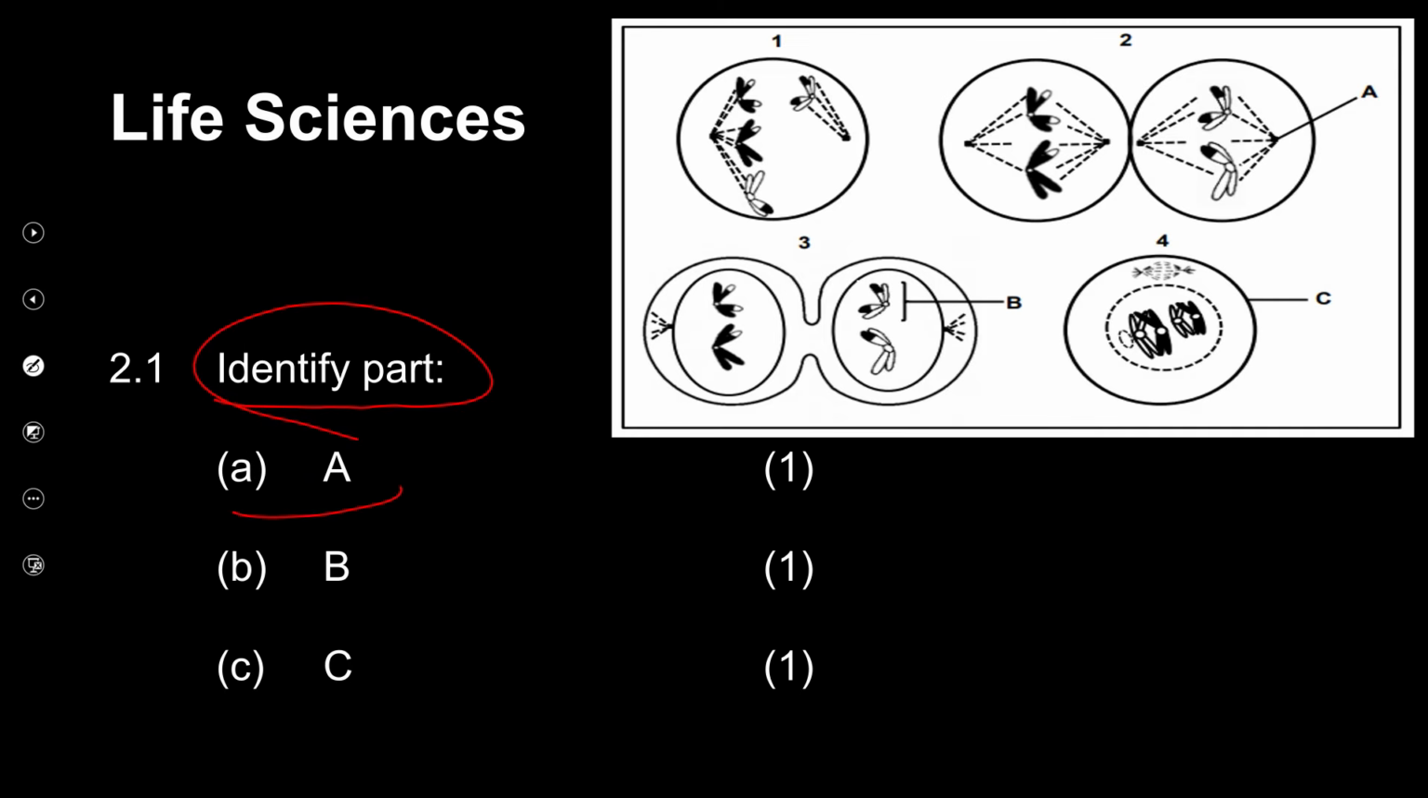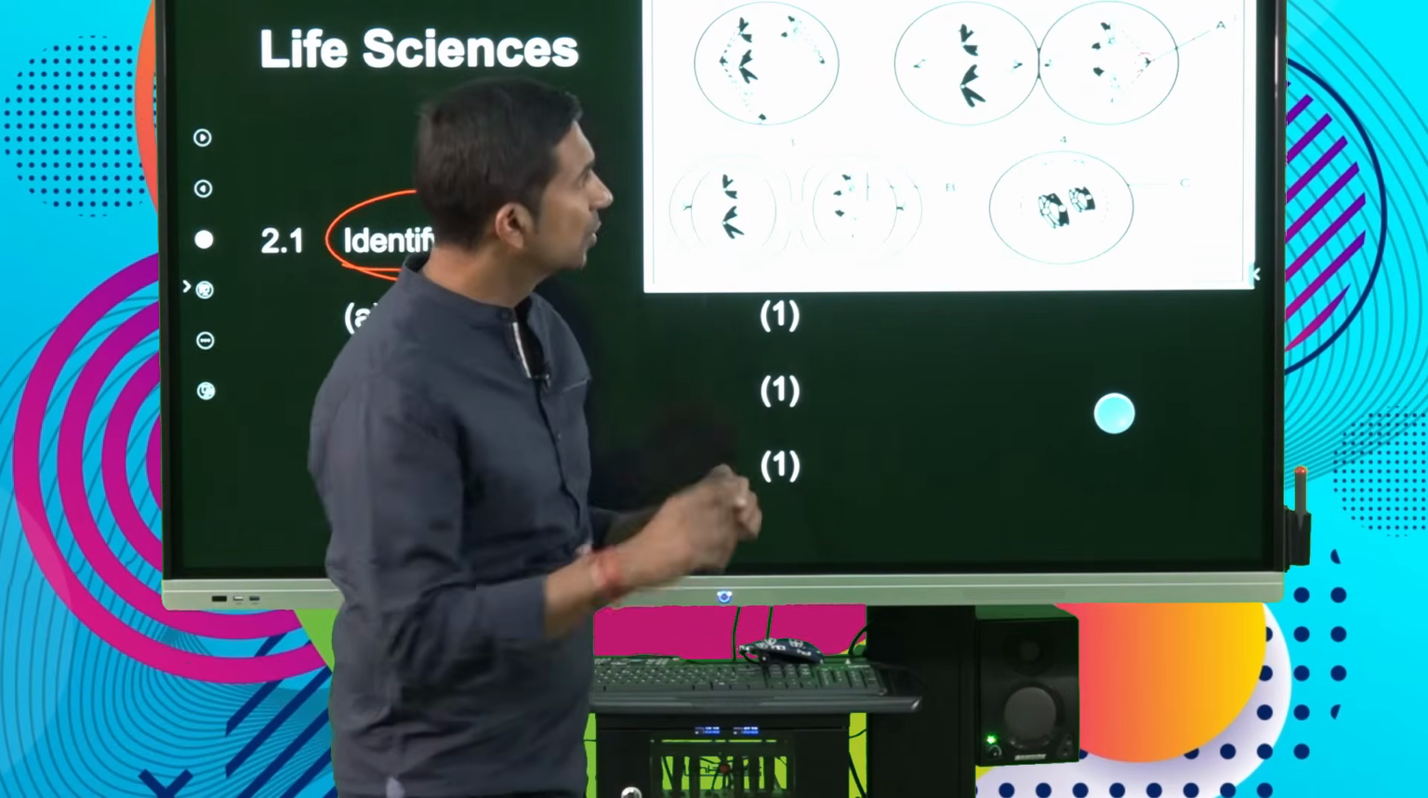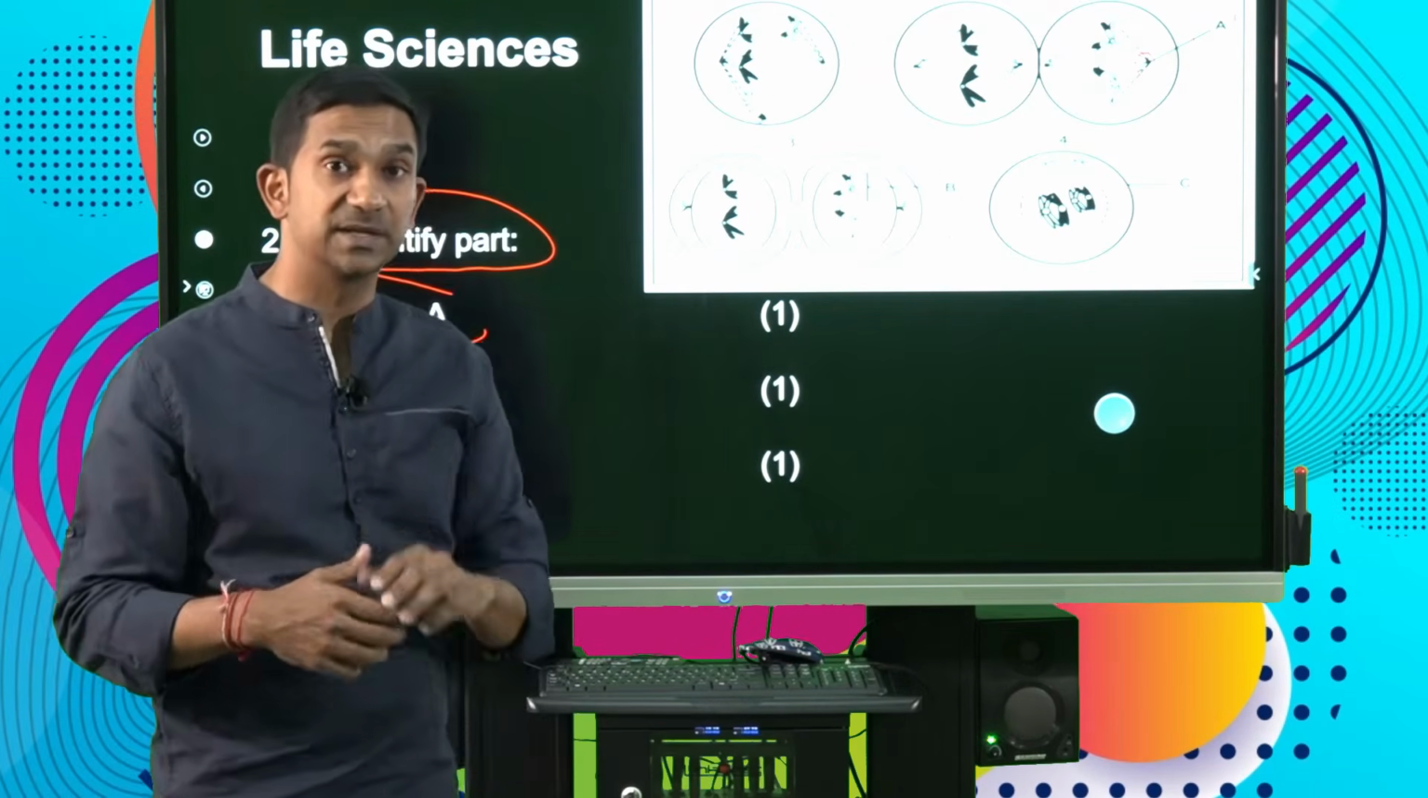And if we look at the diagram, part A again points to this structure here, and that structure again produces the spindle fibers. So I challenge you to go and reflect on what are those structures that are producing the spindle fibers.